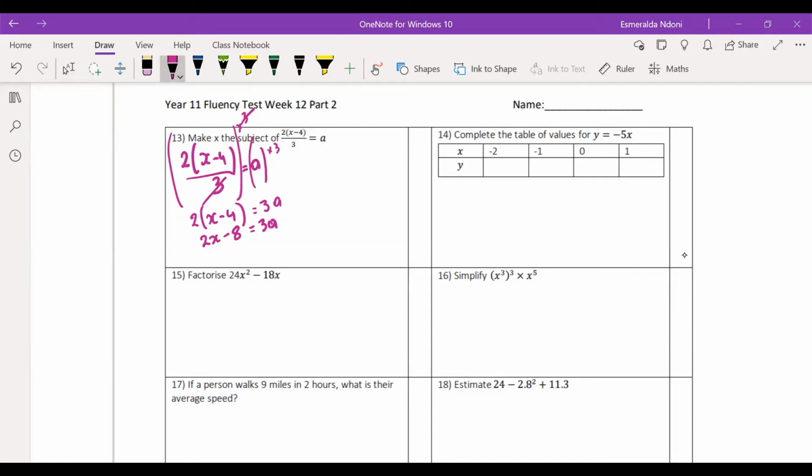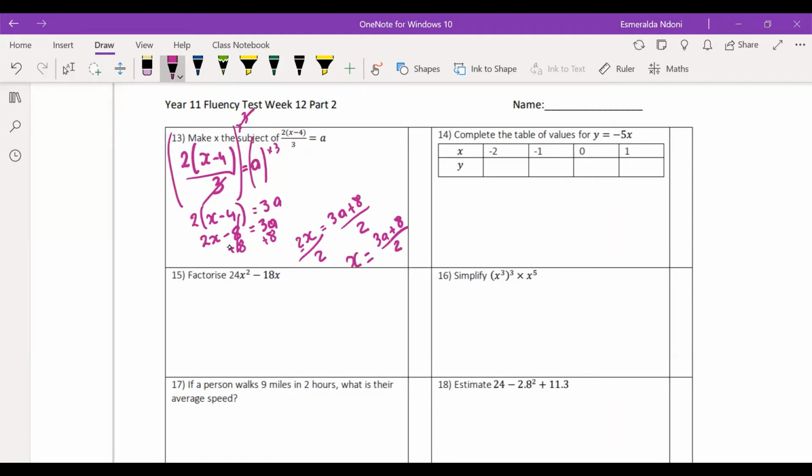Okay, now we need to get rid of the 8, because we need to get rid of everything that's furthest from x. The 8 is done first. Elimination is done with an inverse operation, so adding 8 to both sides gets rid of it. So I have 2x equals 3a plus 8. Now I need to get rid of this 2 here, and I do that by dividing both sides by 2. So x is equal to (3a plus 8) over 2.